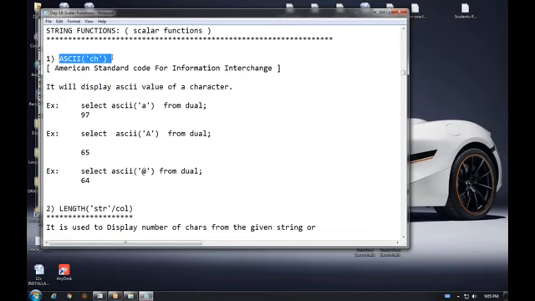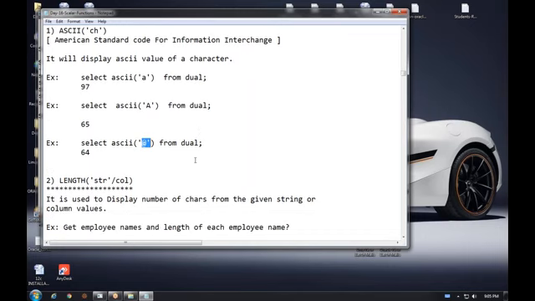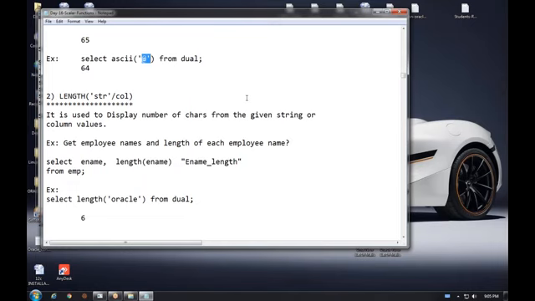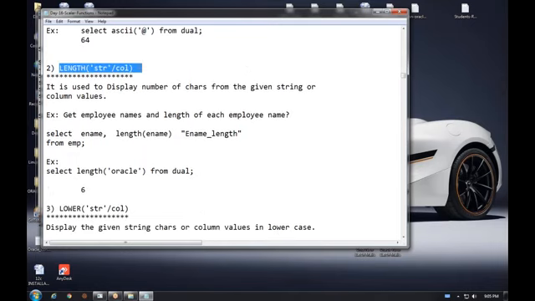So how do I know the ASCII value of a character? By using the function ASCII. So select ASCII of small a 97, capital A 65, at the rate symbol. Any symbol you can submit, it will display the corresponding ASCII value. Next one, length. Length of the given value means the number of characters in that value, including spaces, special symbols, digits, everything counted.